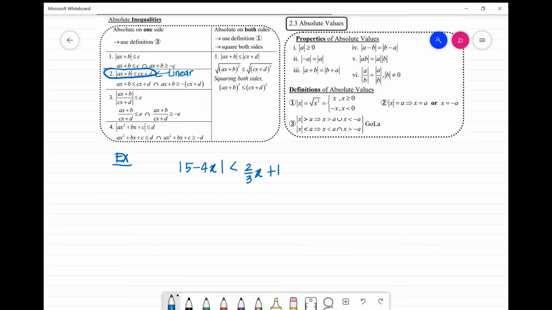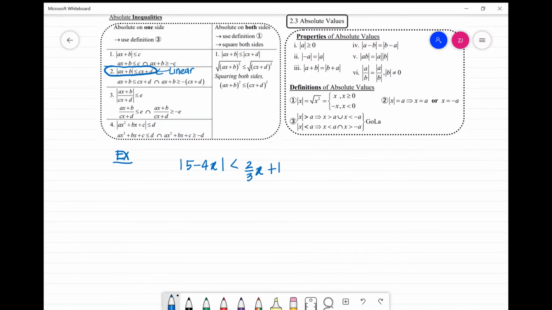Okay, but so we are going to use the same definition. If you can see here, this is a less than sign, which means we are going to use this law: if less than sign, we are going to have "and" in between. So we write this down. And now, how to define the absolute inequality?